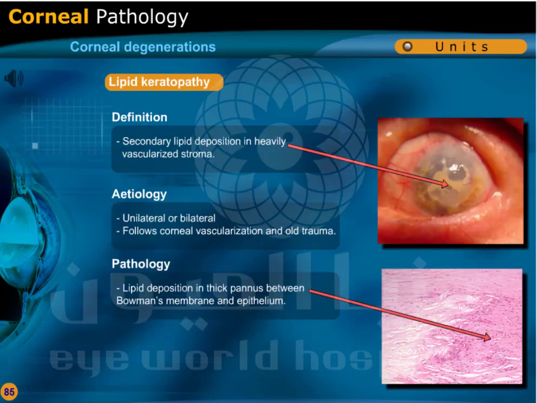Lipid keratopathy, secondary lipid deposition in heavily vascularized stroma, unilateral or bilateral, follows corneal vascularization and all trauma. Pathology, lipid deposition in thick pannus between Bowman's membrane and epithelium.